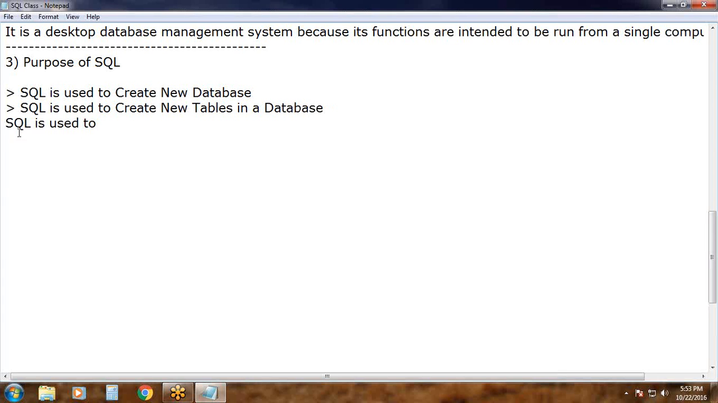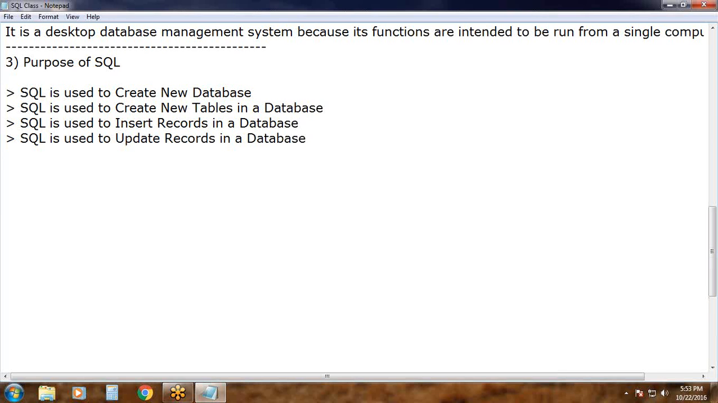Next, SQL is used to insert records in a database. Next, SQL is used to update existing records in a database. Next, SQL is used to delete records in a database.